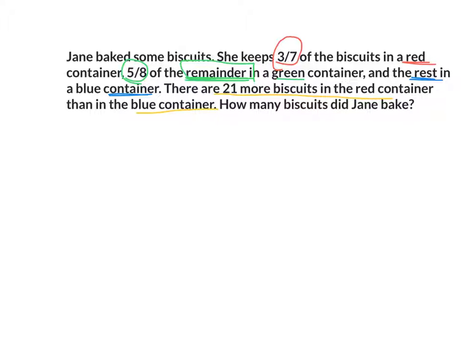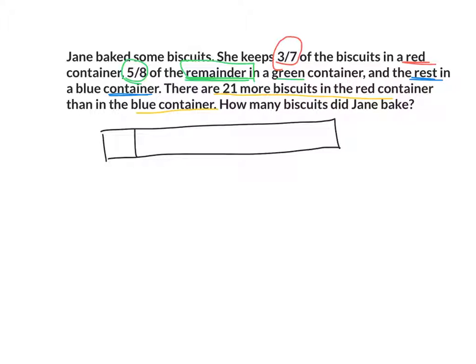So here's what we know. She keeps 3/7 in a red container. So what I'm going to draw first is a bar divided into sevenths. That's my first fraction. So 1, 2, 3, 4, 5, 6. So when I do 6 bars, that means I have sevenths. And 3 of these sevenths are in the red container.